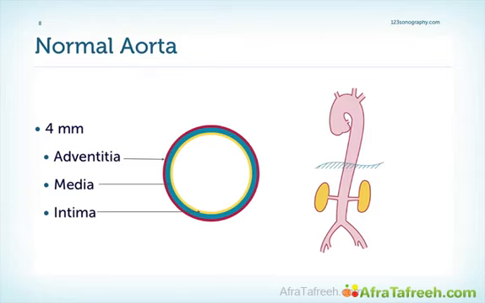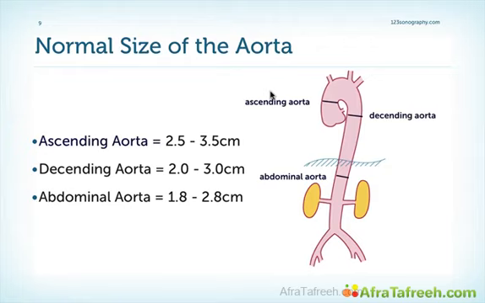The normal wall of the aorta is quite thin. It only measures 4 millimeters. And we can subdivide the layers of the aorta into the adventitia, the media, and the intima. We can subdivide the aorta into different sections: the ascending aorta, the aortic arch, the descending aorta, and everything that is below the diaphragm is actually the abdominal aorta.